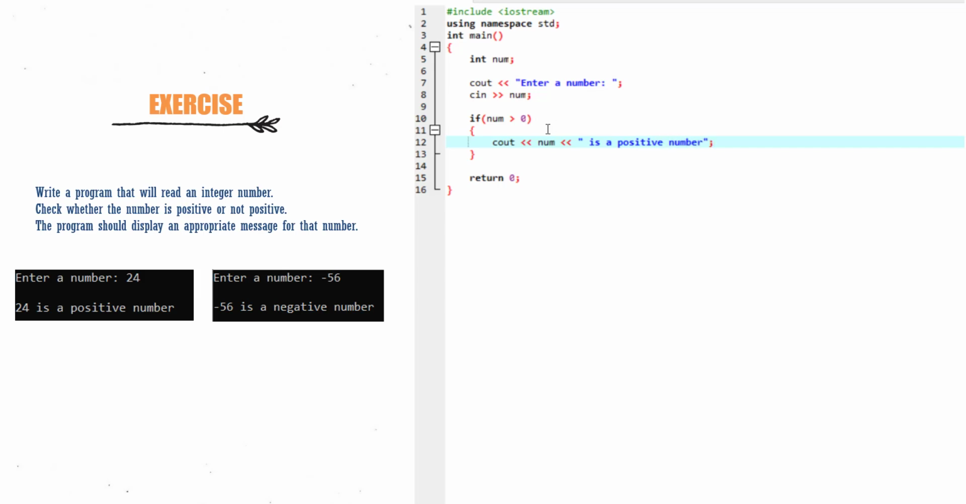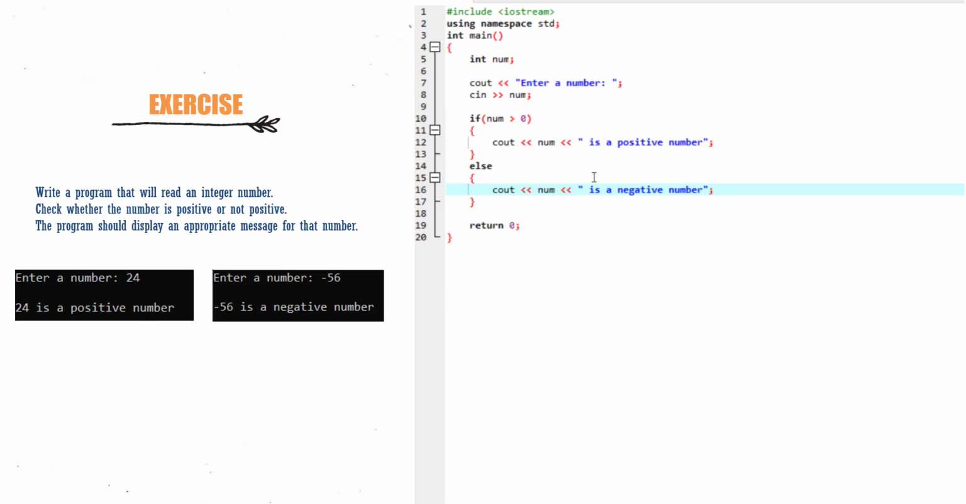Okay, otherwise, meaning that if the number is less than 0, or if the number is not more than 0, then it will go inside here. So cout num is a negative number.